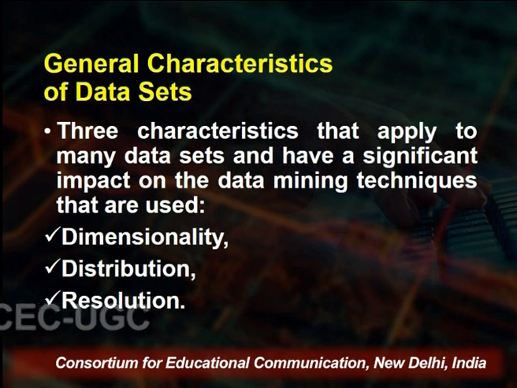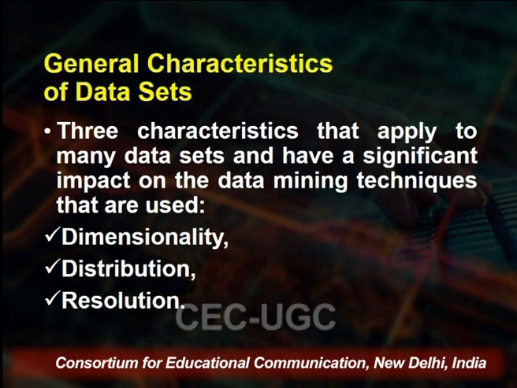There are three characteristics which apply to many data sets, and they have a lot of impact on the data mining technique which is selected. First is dimensionality, second is distribution, and the third is resolution, right. Dimension is basically a word used for attributes. So when we say the dimensionality of a data set, we mean the number of attributes that the objects in the data set possess. How many attributes are there, right.